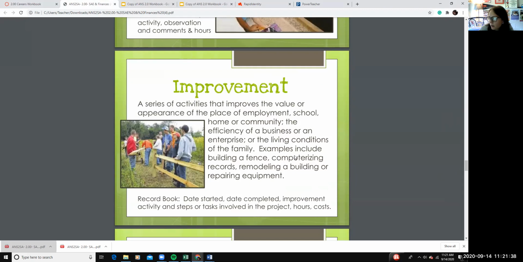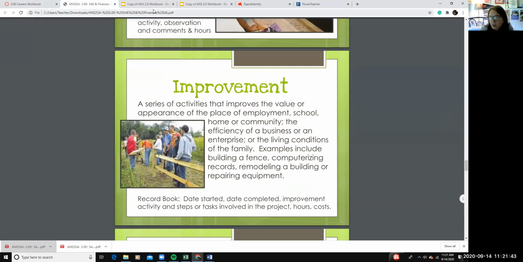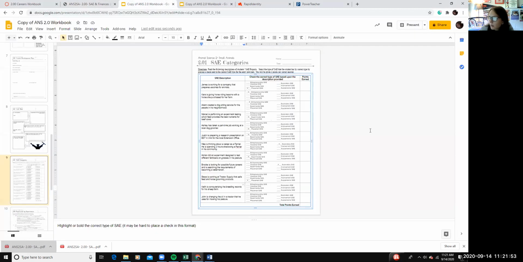So it's here on this slide. And I can see where it would be confused with supplementary because it is something small that you can do in a day or two or less than a day. But because it's taking the records and computerizing them, making them up to date, modern, that is considered an improvement.